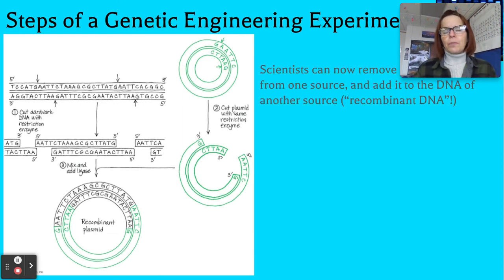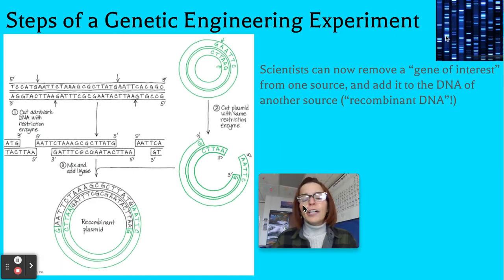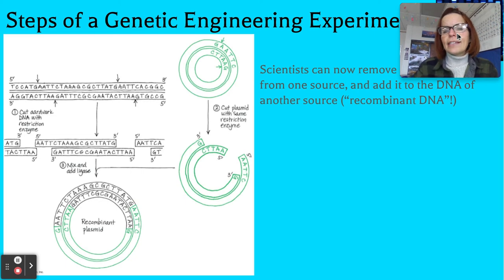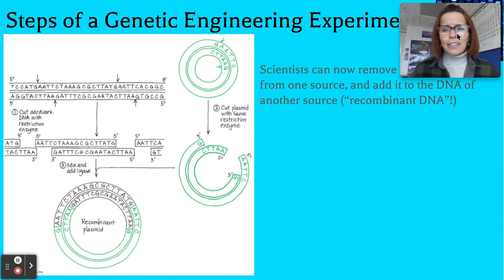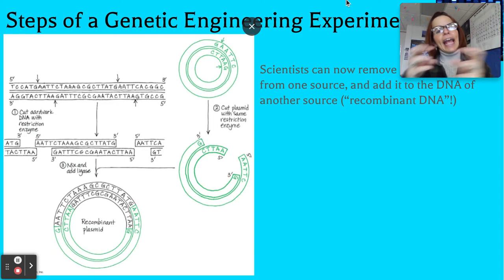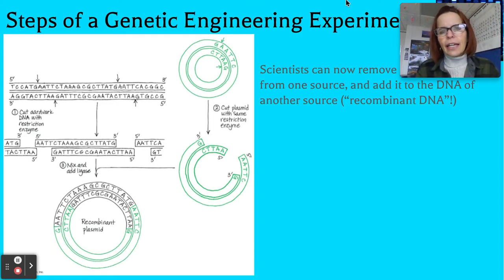So in this genetic engineering experiment, scientists can now remove a gene of interest from one source and add it to the DNA of another source. So we're talking about actually moving DNA from one species to another species. For the most part, these experiments are taking place with bacteria. You can take a gene from any organism, a human, a goat, a jellyfish that glows, that's a huge one, and you can add that DNA to a bacteria, and the bacteria can make that one protein. Remember, a gene tells you how to make a protein, roughly, or an enzyme, which is a type of protein. So you can add that.